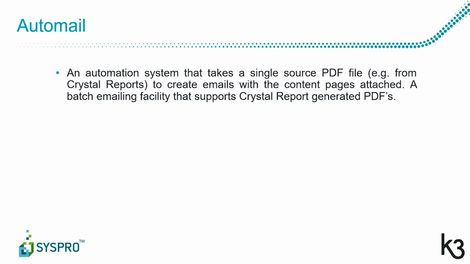Excellent. Thanks very much, Nick. It gives us a really great overview of both K3 Reports and BarTender and where they fit, when I talk about the document distribution side of things, which is AutoMail. AutoMail is basically something that will take a PDF document, emails coming in with PDFs, and the idea behind it is to create emails with content pages attached, and it does the batch emailing out.